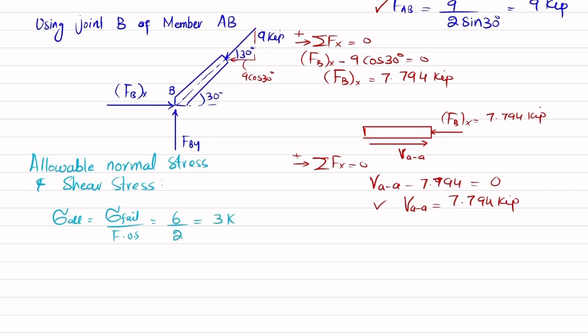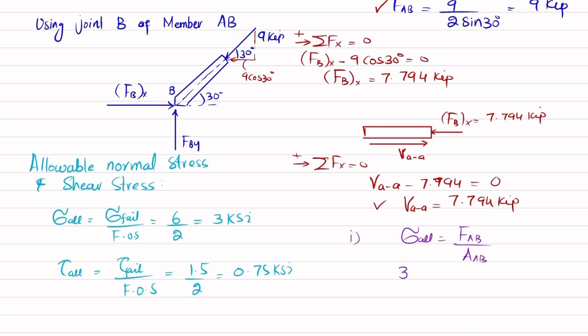So it means that allowable normal stress is 3 ksi, and similarly allowable shear stress is equal to failing shear stress divided by factor of safety. So failing shearing stress is 1.5 divided by 2, which is 0.75 ksi. Now we will use these two to find the force in AB, and we will find the distance B. First we know that allowable normal stress in member AB is FAB divided by area of AB, that is equal to 3 into 10 to the power 3, and FAB is 9 kip. So I will write it 9 into 10 to the power 3.